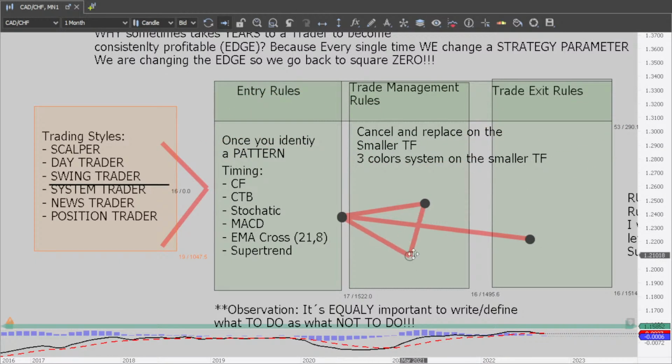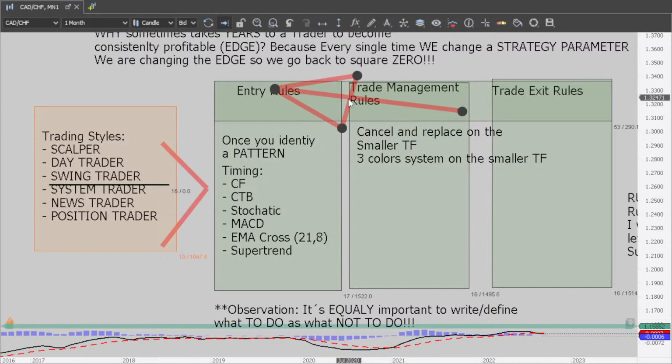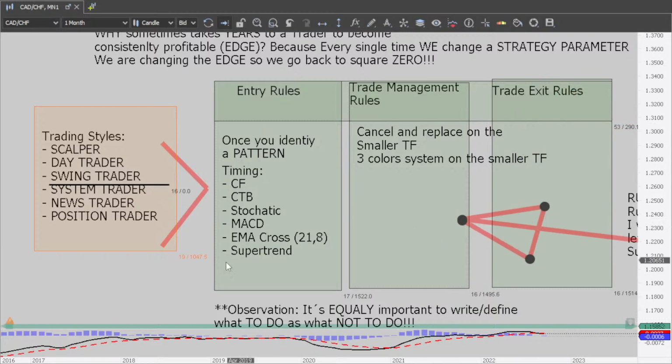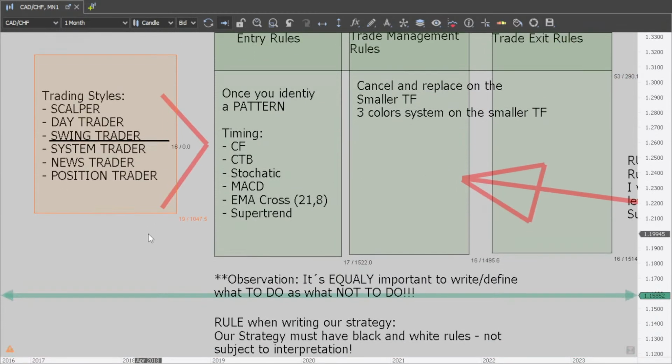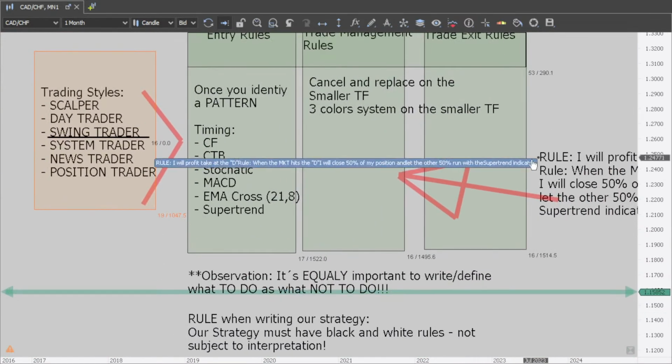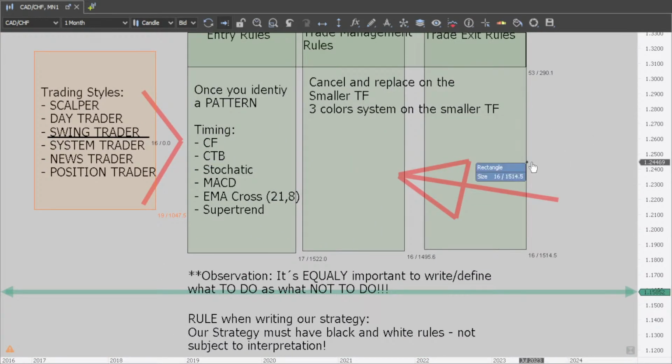Homework until tomorrow. Write your entry rules, write your trade management rules, and write your exit rules. And if you want an honest opinion, send me your rules to my email. Okay?